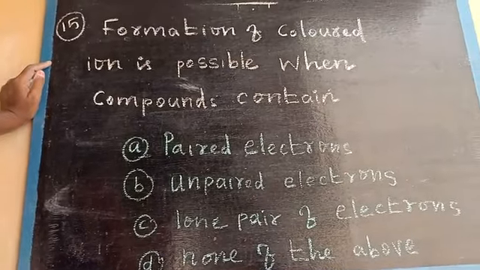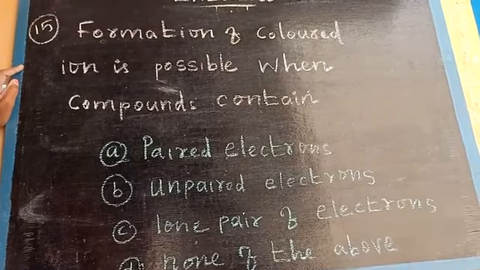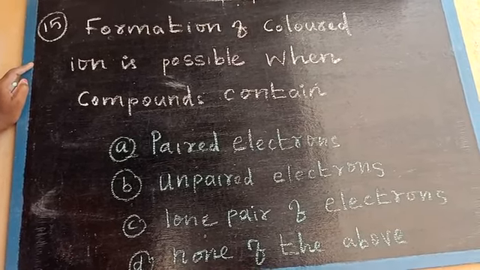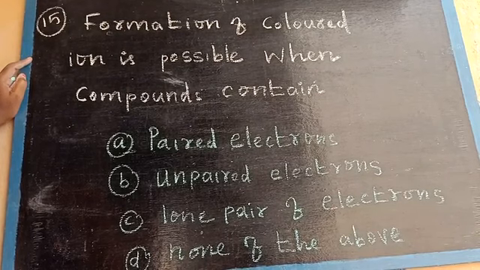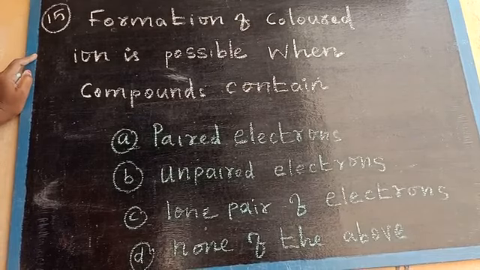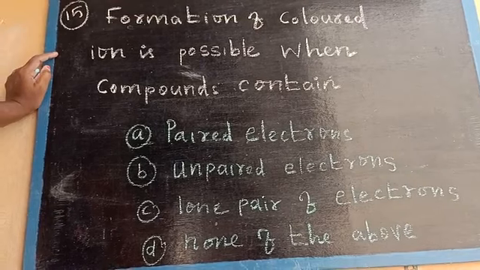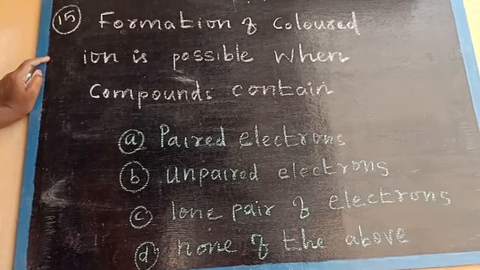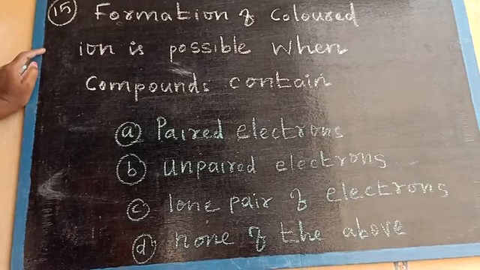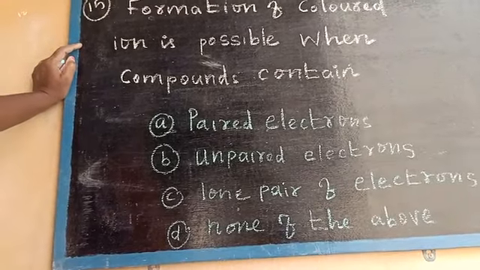This is the last question. Formation of colored ions is possible when the compounds contain. This question is based on the previous question number 14, so you can find the answer very easily. Once again I read the question: formation of colored ions is possible when the compounds contain. I already told you, d block elements are mostly colored substances. Why are they colored? They contain unpaired electrons. If the d orbital is 0 or d10 configuration, it is a colorless substance.